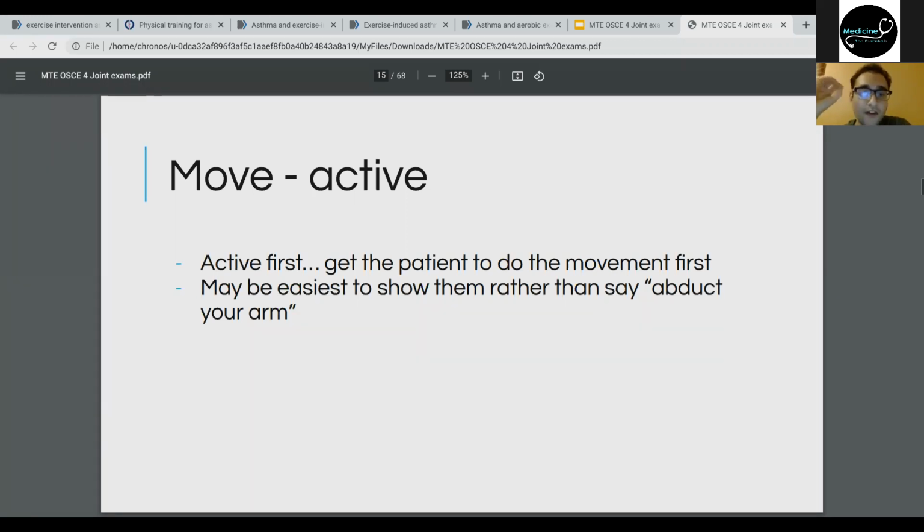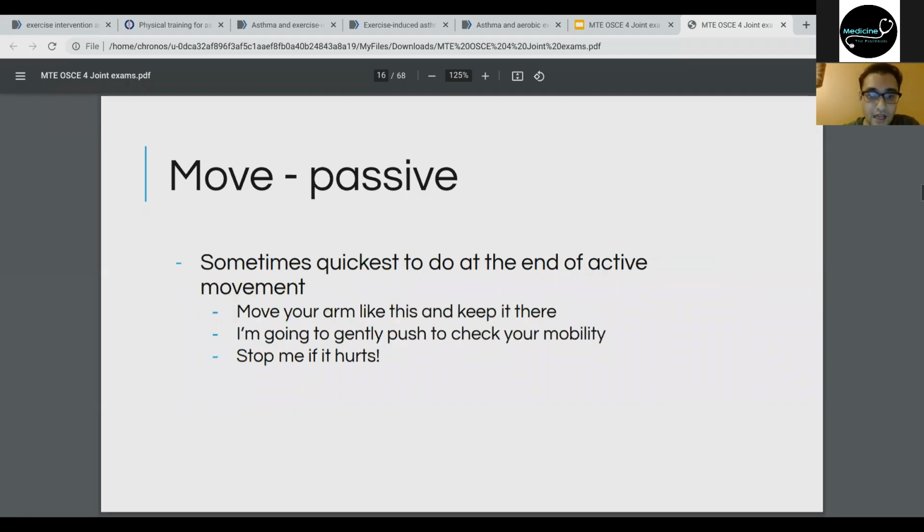So you're going to go very smoothly, very slowly, and complete that movement to as much as the patient is able. So up to the point where the patient stops you, or where you feel resistance beyond what is comfortable. As well, when you're asking the patient to do the active movements, it's probably easier in most cases to just demonstrate the movement rather than say, can you abduct your arm? Can you flex your hip? Because the patient's not going to understand what you're talking about.